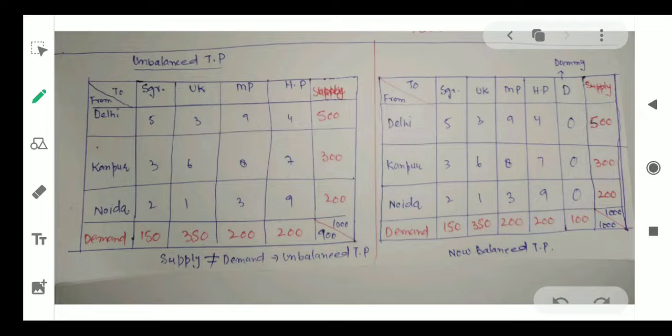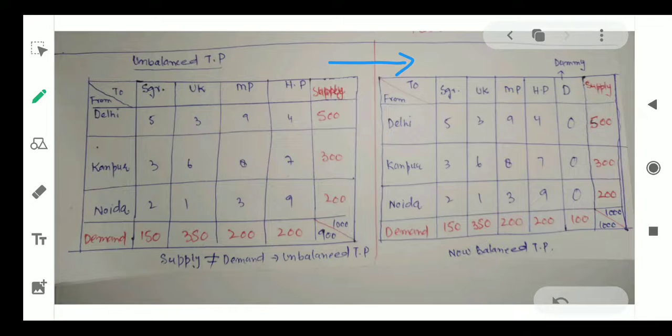Here we have three supply sources, that is Delhi, Kanpur and Noida, while the destinations are Srinagar, Uttarakhand, Madhya Pradesh and Himachal Pradesh. Now, how are we going to take this problem forward for the solution? Before moving to the solution, first of all we have to balance our transportation problem, which is presently unbalanced in our question. Now, how to balance it? We will move rightwards.